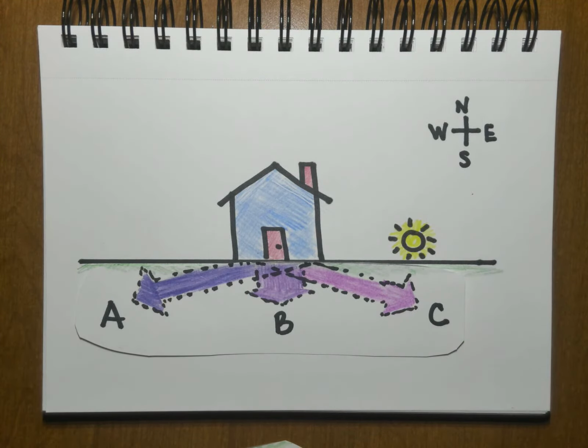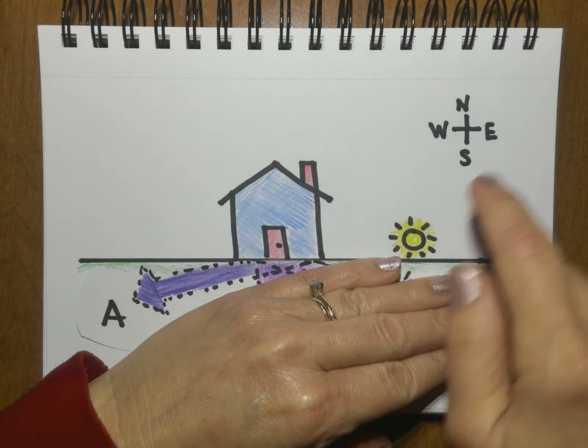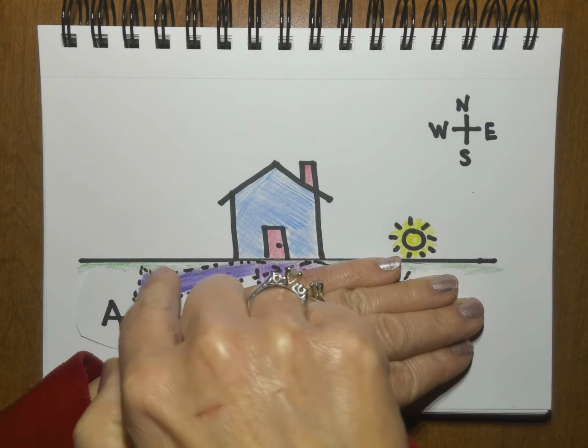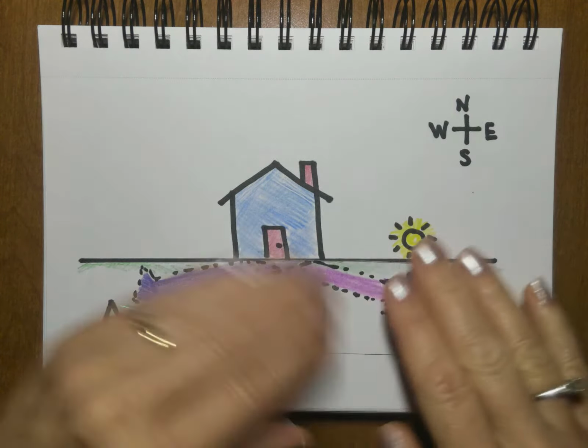So, which one would be correct? If you chose A, you got it right. Because the sun's in the east, my shadow goes west. The sun is low, so my shadow is long.